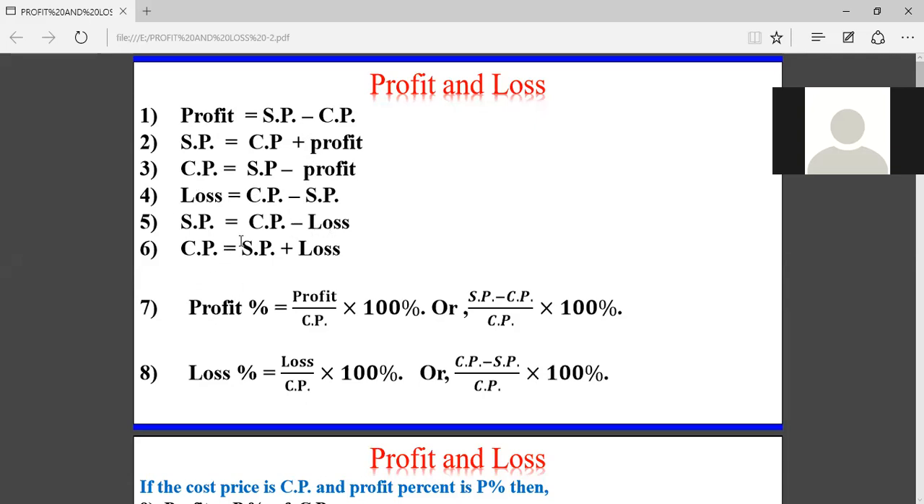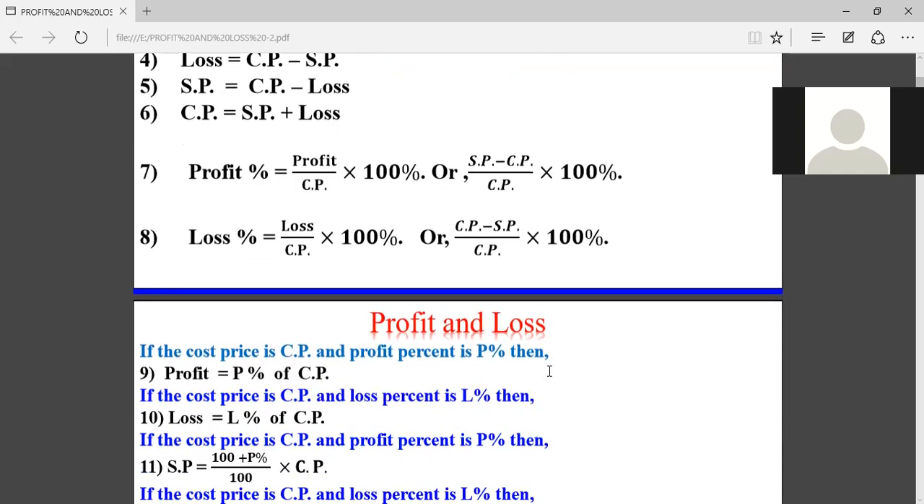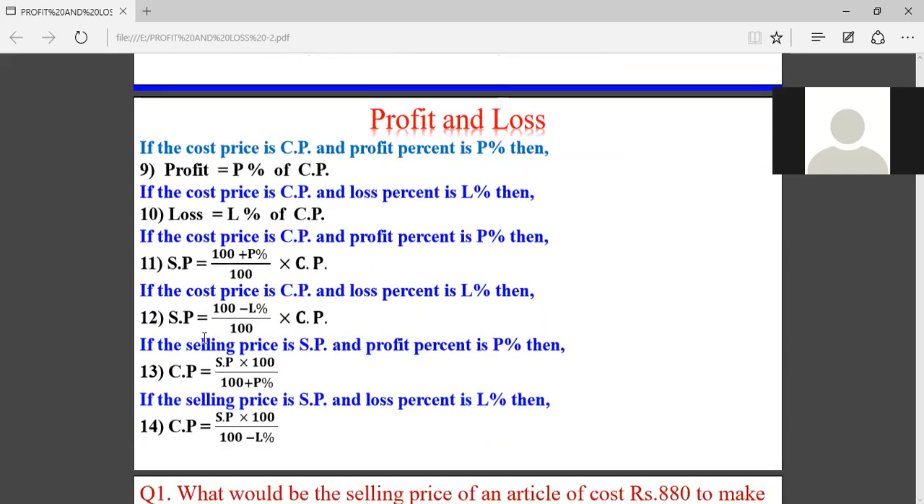Then CP equals what? SP plus loss. And this is profit percent: profit by CP into 100%, or SP minus CP by CP into 100%. Here loss percent equals loss by CP into 100%, or you can write CP minus SP by CP into 100%. And this formula also I have given you.